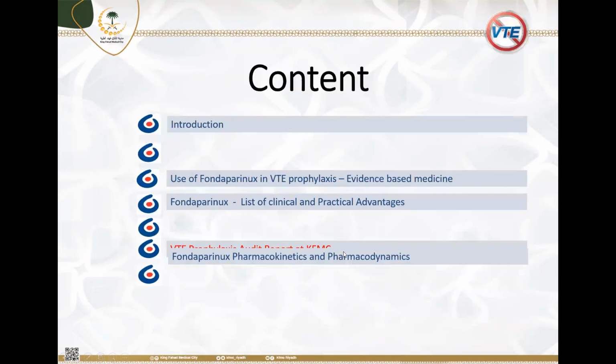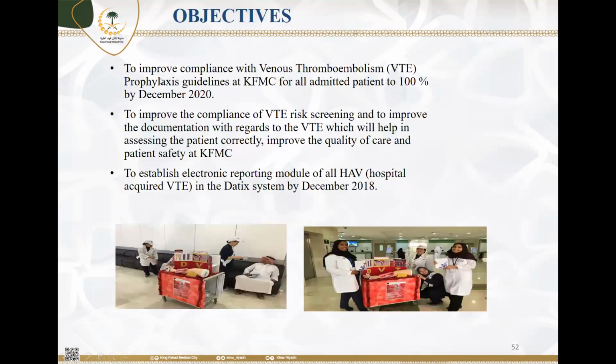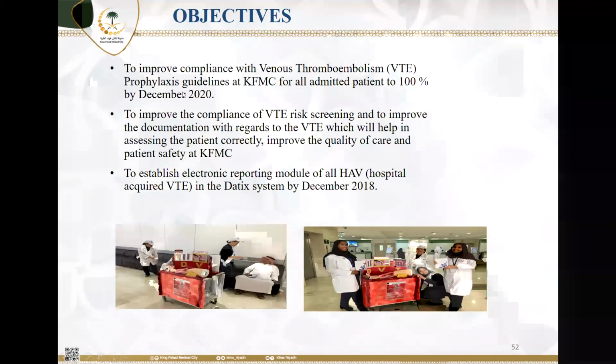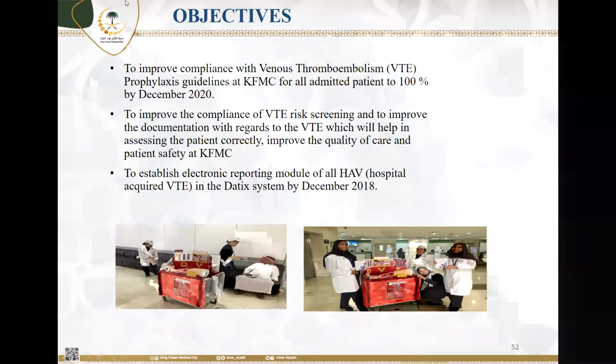And moving right now to the VTE prophylaxis audit report. This is important. So what's the aim of this audit? This is important for you residents, to improve compliance with the venous thromboembolism prophylaxis guidelines at KFMC for all hospitalized or admitted patients to reach 100% by December 2020. And actually we failed. Over the past 7 years, we failed to reach this target because you are our tools of success. If you don't do it properly, we will not succeed.